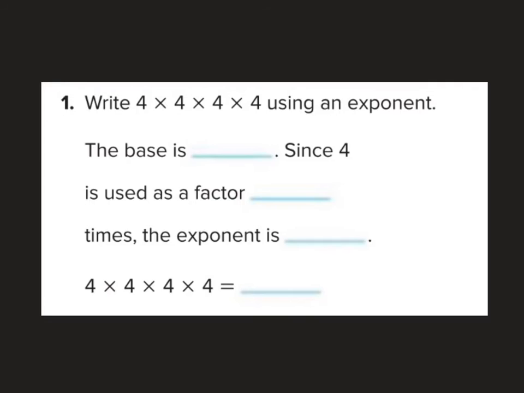Okay, let's do one more quick example. If I wanted to write 4 times 4 times 4 times 4 using an exponent, the base is 4. Since 4 is used as a factor 4 times, the exponent is 4 to the 4th power. So I could rewrite 4 times 4 times 4 times 4 as 4 to the 4th power.